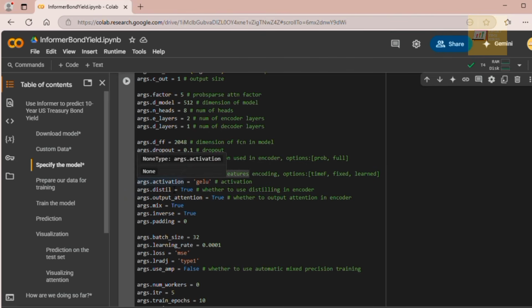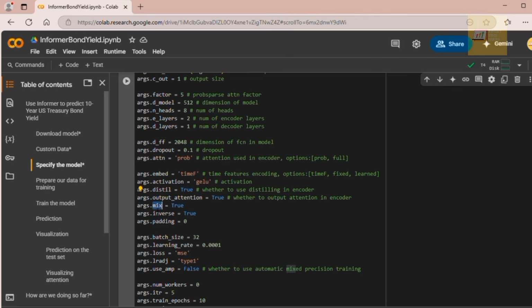Okay, the next parameter is the activation. So it's GELU, Gaussian error linear unit. And this is the activation in the feed-forward network. All right, the next parameter is distill. This is asking us whether we want to use a self-attention distilling operation or not. And well, since this is one of the signature features of Informer, of course we want to use it. And then we also want to see the attention output, the attention matrix. We will see that later. So I'm setting the output attention parameter to be true.